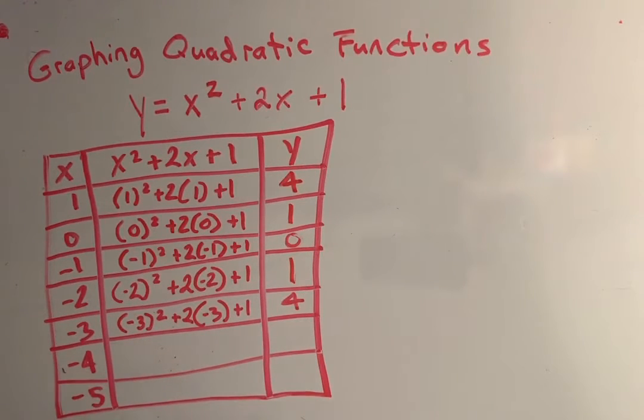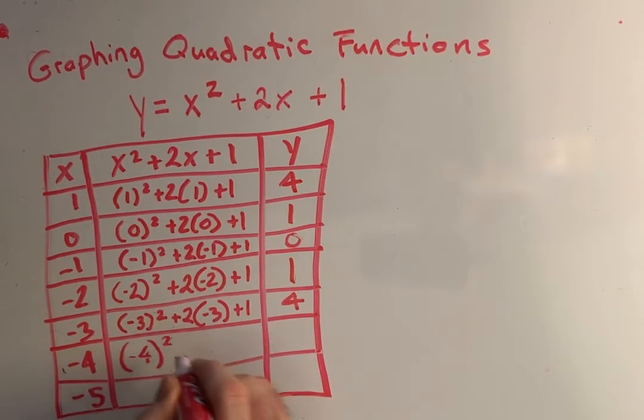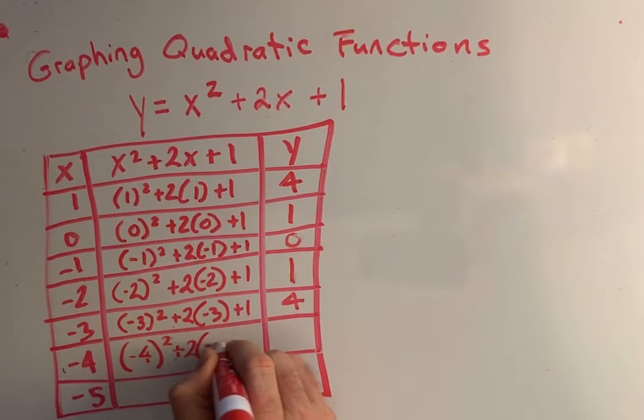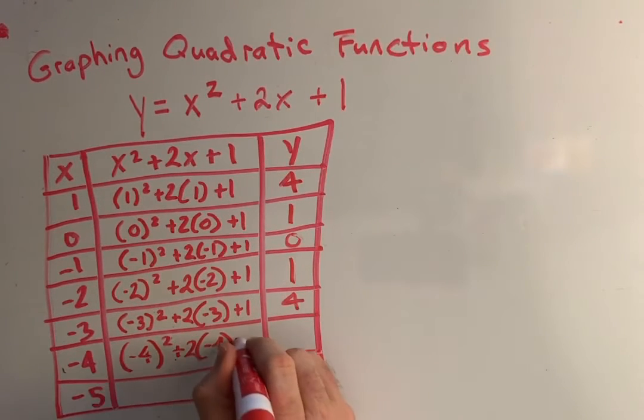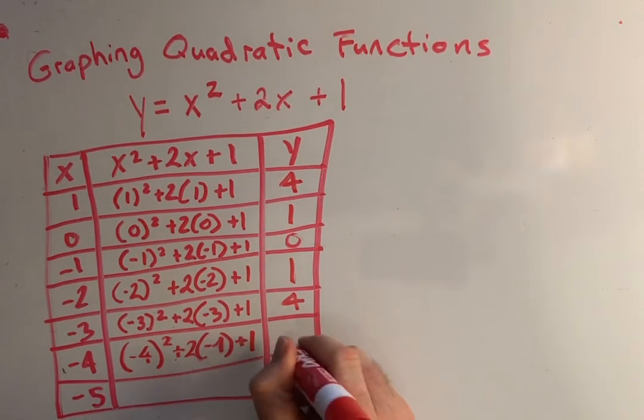All right. And then over here, I'm going to do negative 4 squared plus 2 times negative 4 plus 1. Well, negative 4 squared is 16, okay? Because it's negative 4 times negative 4. So we have 16, and then plus 2 times negative 4 is negative 8, or minus 8. So 16 minus 8, that will be 8. 8 plus 1 is 9.